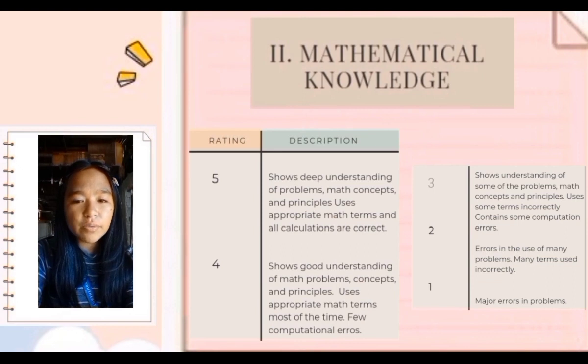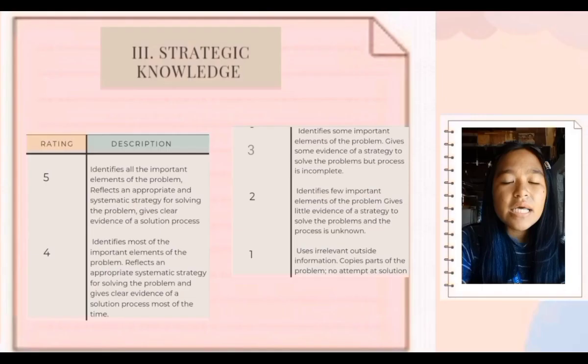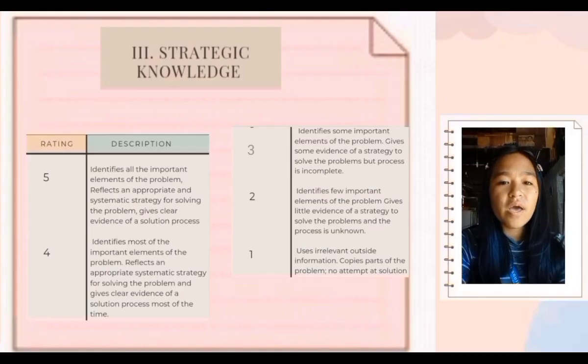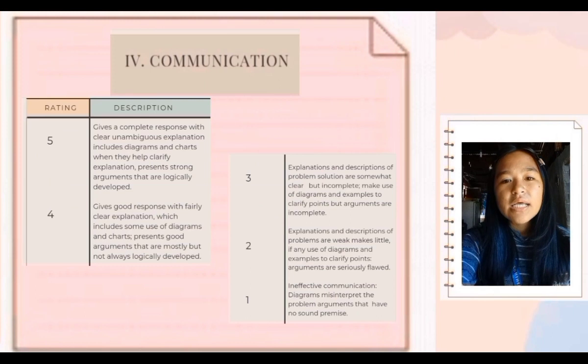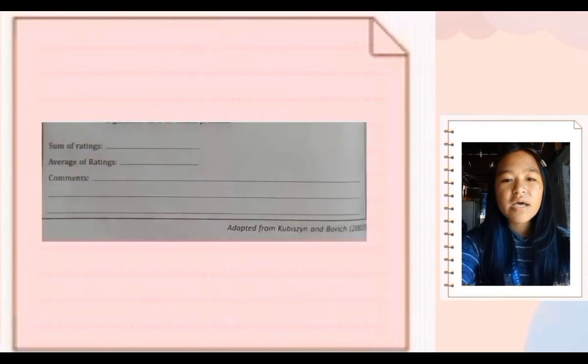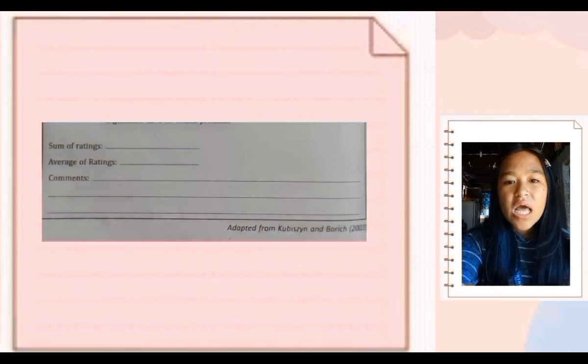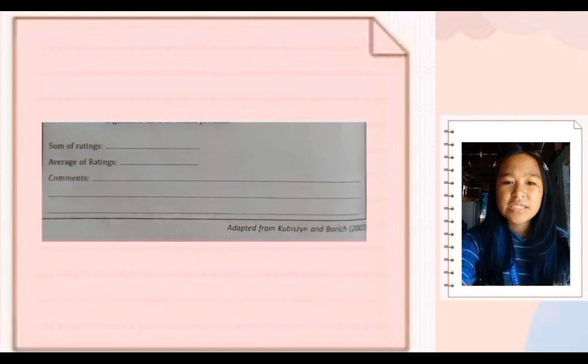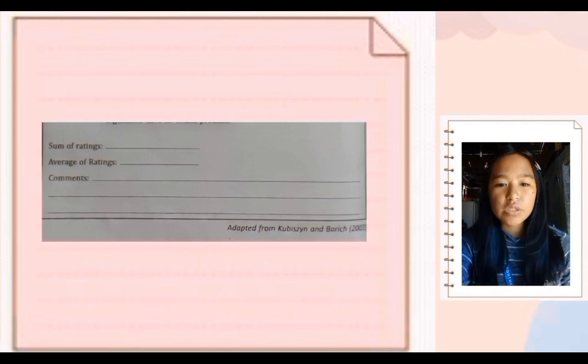The second Roman numeral is the mathematical knowledge of this portfolio. We have also the rating, and the description. The third is the strategic knowledge. We have the rating also from 5 to 1 and the description. The fourth Roman numeral is the communication. We have the rating 5 to 1 and the description. We have the sum of ratings under the form to be completed by the teacher, and the average of ratings, also the comment or the feedback of the teacher.